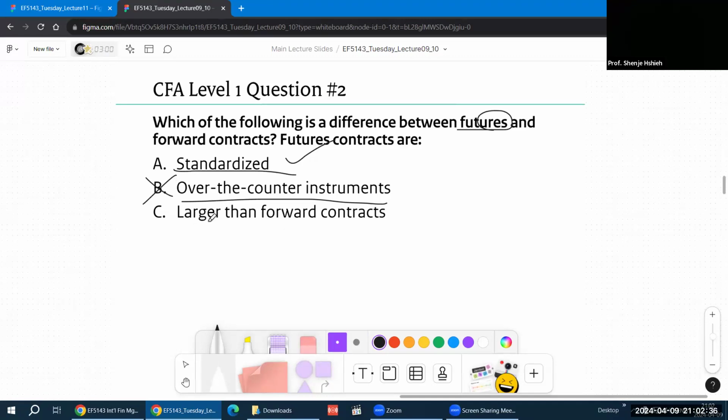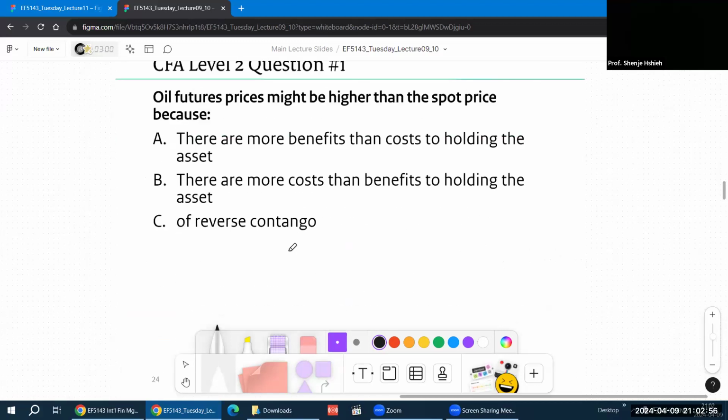So B is wrong. Larger than forward contracts, definitely no. Futures contracts are standardized, so they're palatable for every type of investor. And larger contracts, most likely, arise because you need to go find your counterparty yourself. So futures are less likely to be larger than forward contracts. So the answer is A.